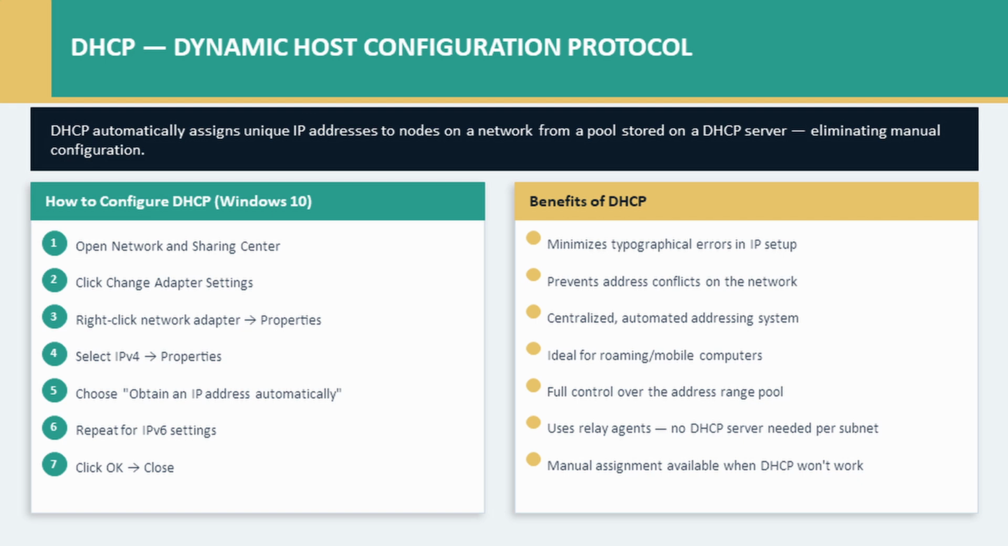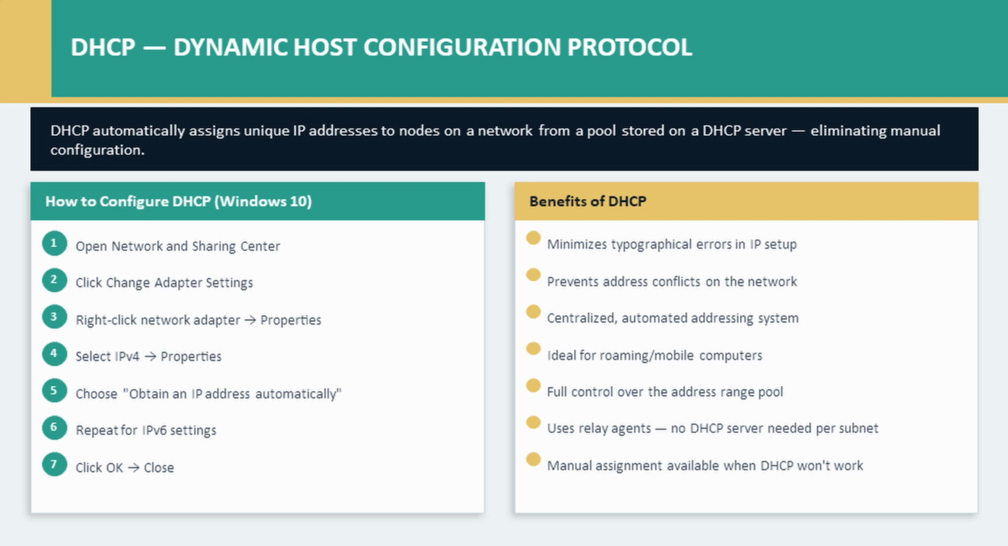DHCP, which stands for Dynamic Host Configuration Protocol, allows nodes on a network to obtain their IP addresses from a central server without any manual configuration. In enterprise environments, a DHCP server maintains a pool of available addresses, assigning them to clients as they connect and reclaiming them when they disconnect.